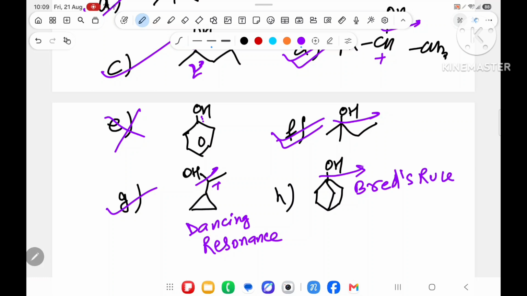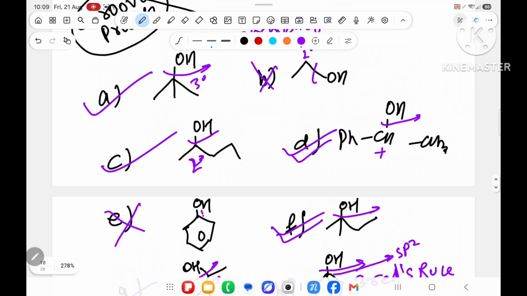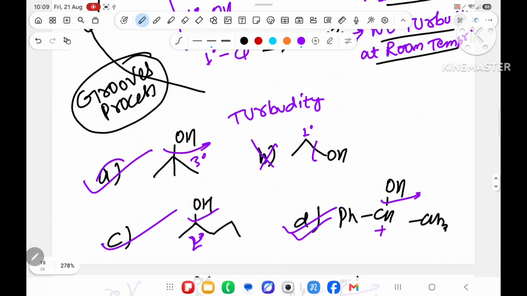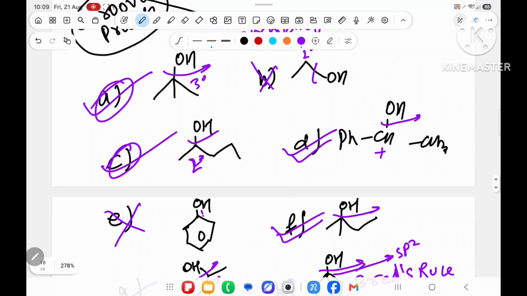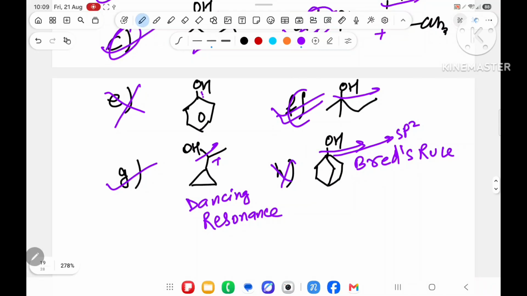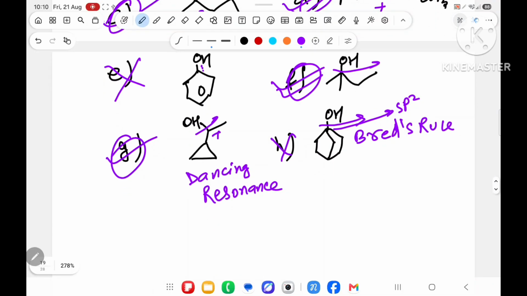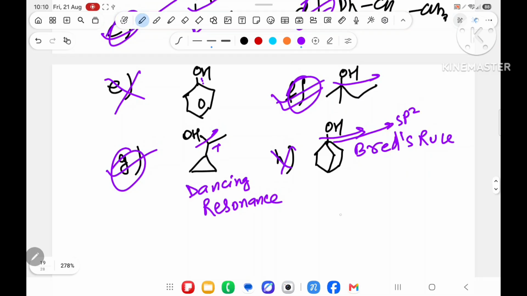It does not allow sp2 hybridization on the bridge carbon, so it is not possible. How many of them will give a precipitate? 1, 2, 3, 4 and 5 will give the white precipitate. I hope you understood this part very properly.